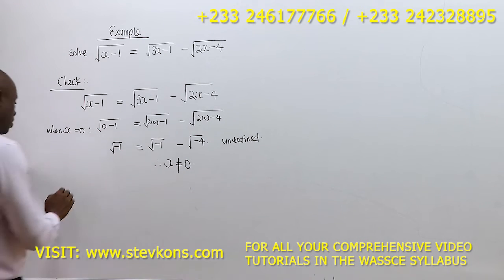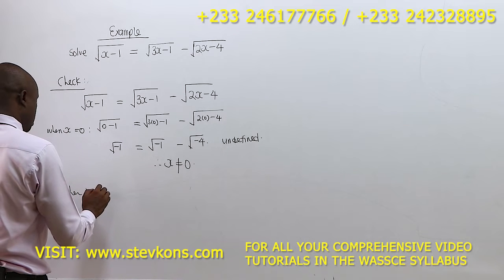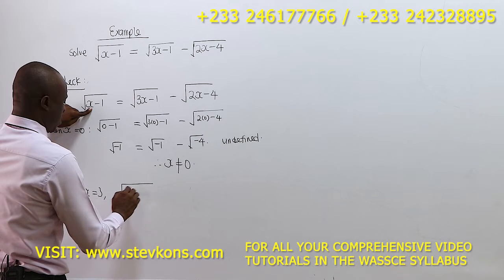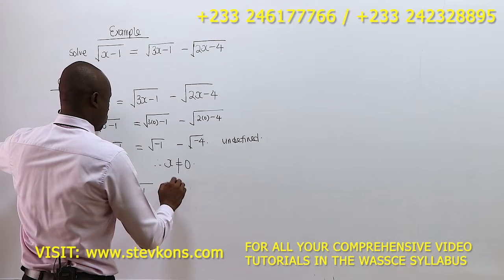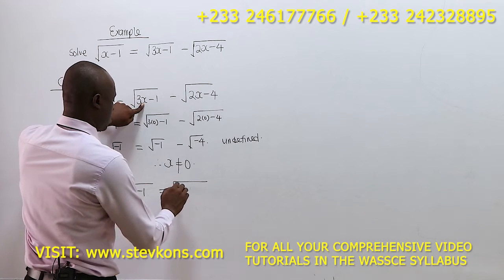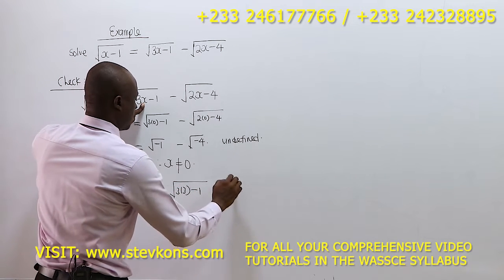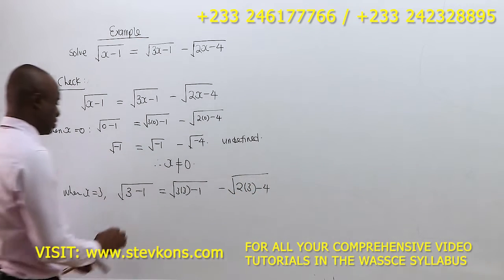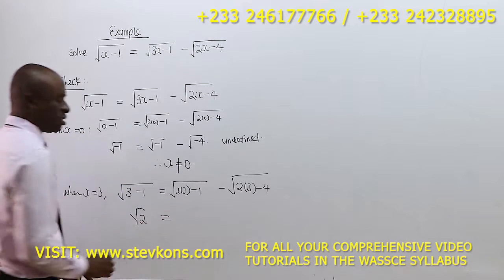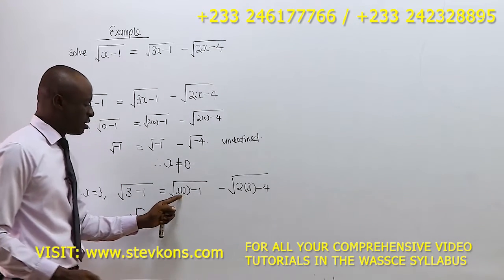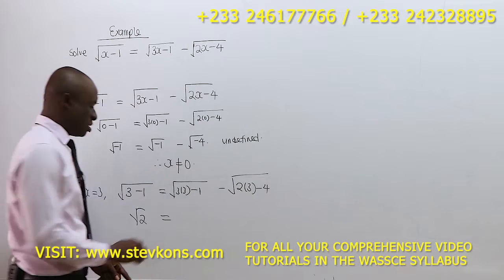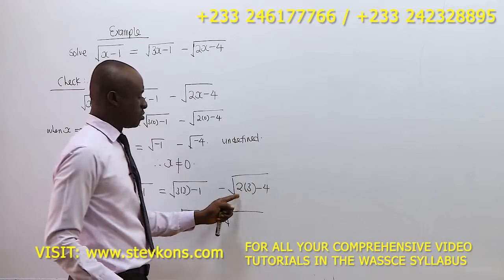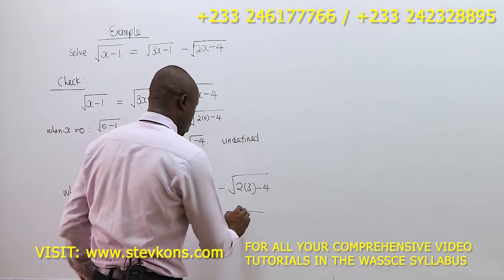Now what about when x is 3? When x is 3, now let's see, we have root, what is x here? Root 3 minus 1 equal to root, x is 3, so 3 minus 1 minus root of 2, what is x? 3 minus 4. 3 minus 1, and this is giving us root 2. Is this one equal to 3 times 3, that's 9, 9 minus 1, 8. So we have root 8 minus root 2 times 3, 6 minus 4, we have root 2.